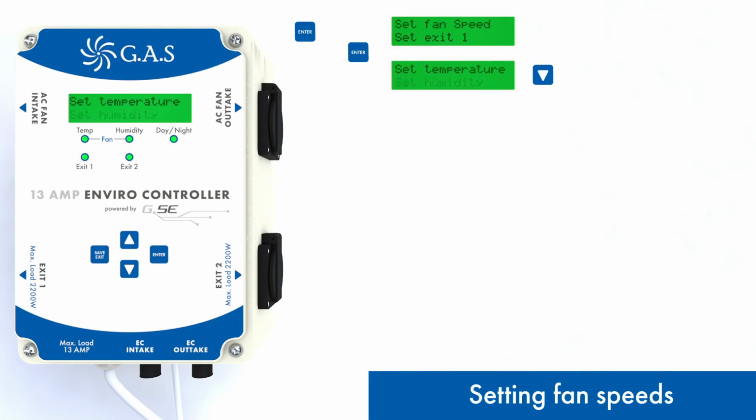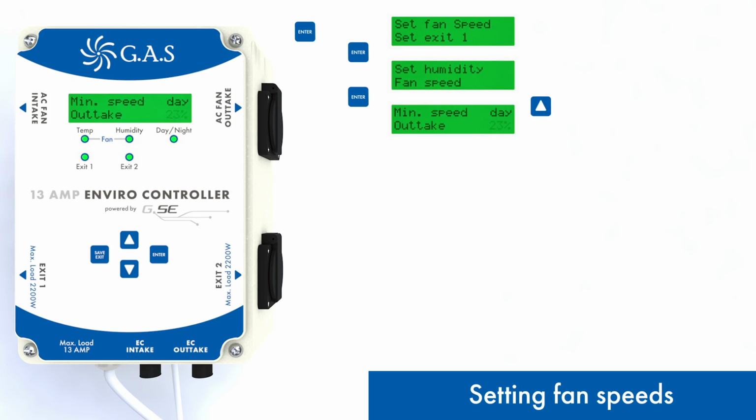Your fan settings allow you to set minimum and maximum outtake fan speeds. Minimum speed outtake keeps the outtake fan running, which maintains a supply of fresh air and negative pressure in your room, preventing odors from escaping.